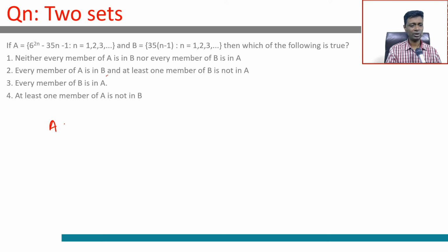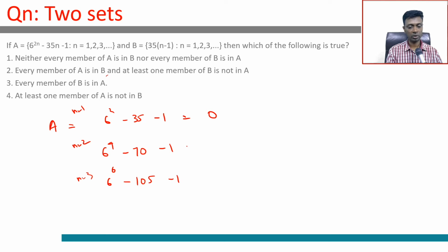Before we go further, I want to write down and see a few numbers. I want to put n equal to 1. So 6 square minus 35 minus 1, which is 0. We put n equal to 2. 6 power 4 minus 70 minus 1. n equal to 3. 6 power 6 minus 105 minus 1. There are going to be some numbers. I can already sense that A becomes larger and larger the more we put, because it goes 6 square, 6 power 4, 6 power 6, 6 power 8. A runs away from us.